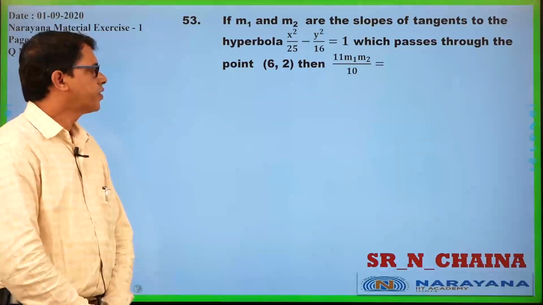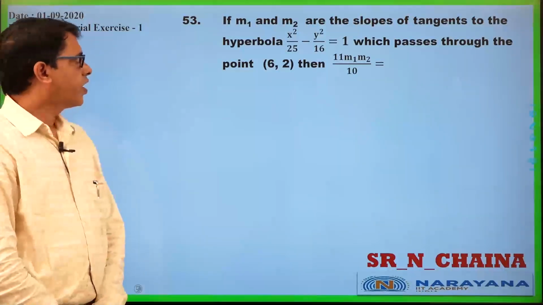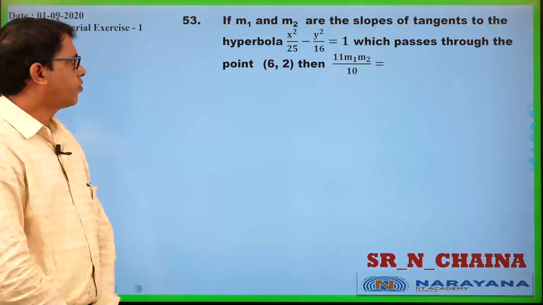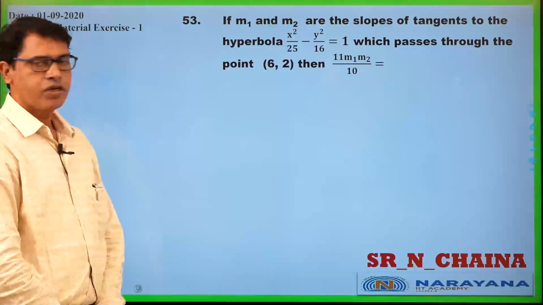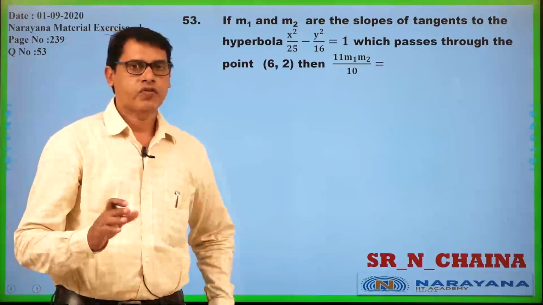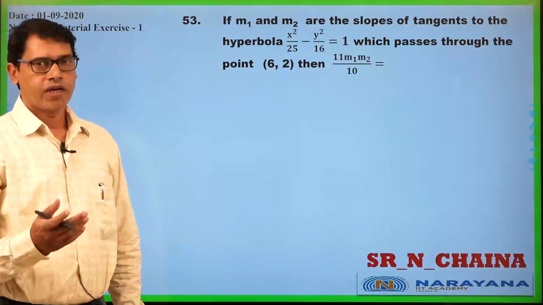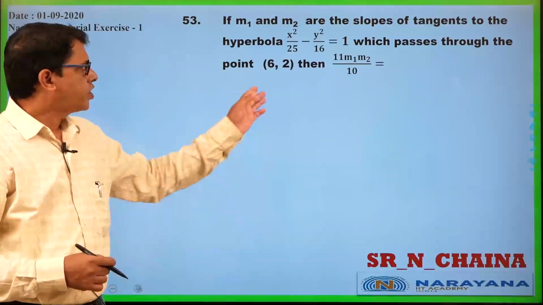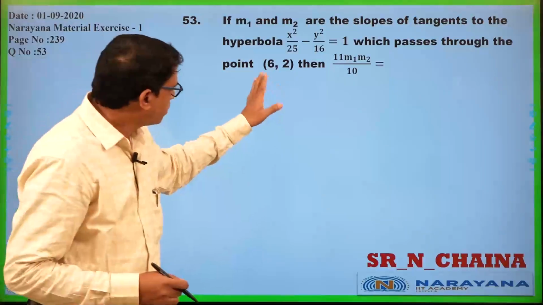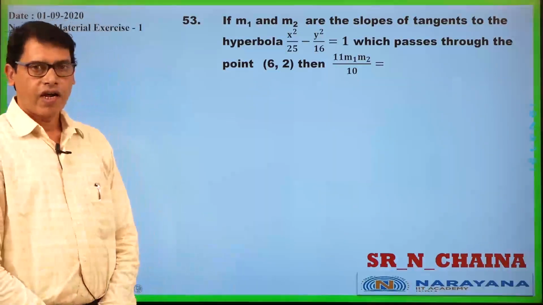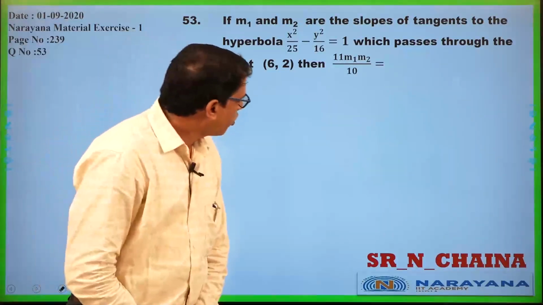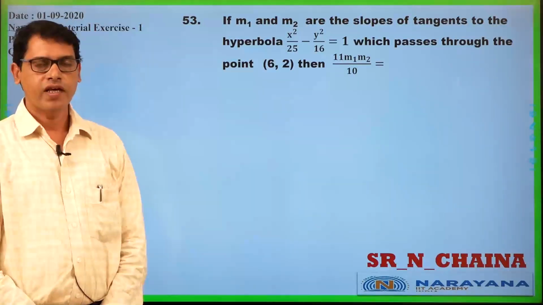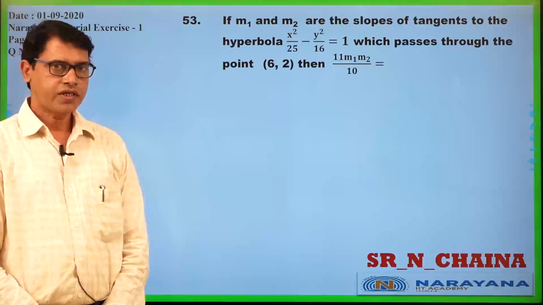See, go through the question. If m1 and m2 are the slopes of tangents to the hyperbola x square upon a square minus y square upon b square equals 1, which passes through the point 6, 2, then the value of 11 upon 10 m1 m2. So we have to find the value of 11 upon 10 m1 m2, right?